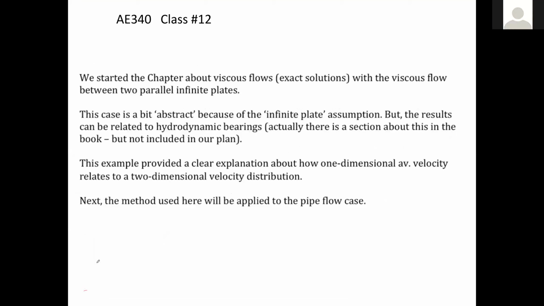Professor? Yeah. Just to be clear, are we skipping the hydrodynamic bearing section? Just a second. I don't hear you very clearly. Are we skipping the hydrodynamic bearing section that's in the book? Oh, yeah. The book has more things, and it was never in the curriculum. So I have a remark here in a moment.